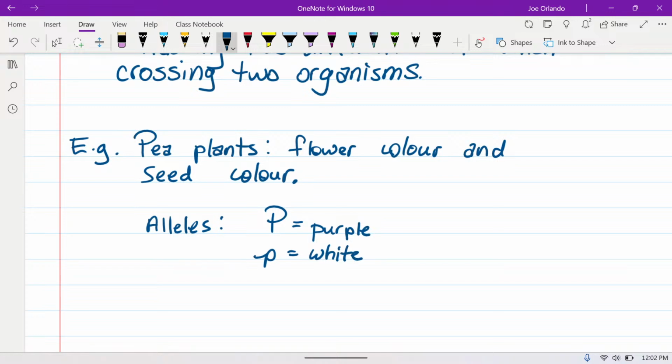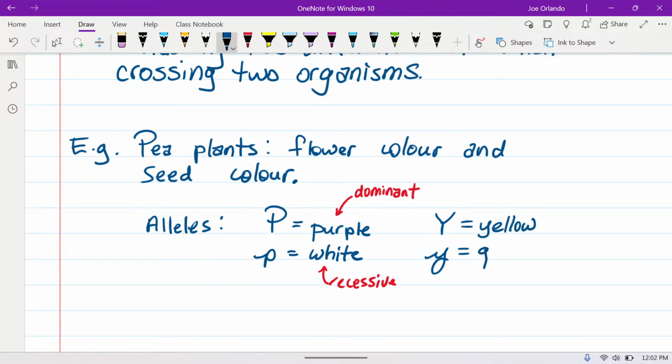Good. And the fact that I have drawn the P as a capital and the little p means that purple we are saying is dominant, and white flowers we are saying are the recessive trait. Good. What about seed color? Does anyone remember we looked at that example the other day? Yeah, you can buy yellow peas at the store and you can buy green peas at the store. Green peas are more common to buy, but actually yellow seeds are the dominant trait. So you can have yellow seeds or you can have green seeds. Okay.